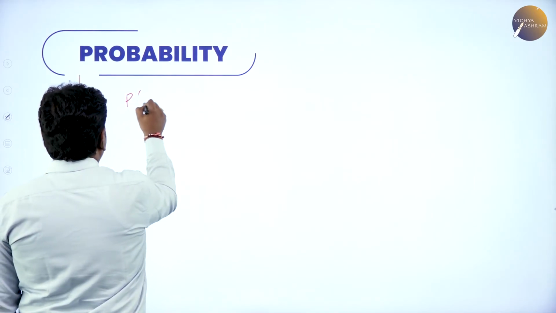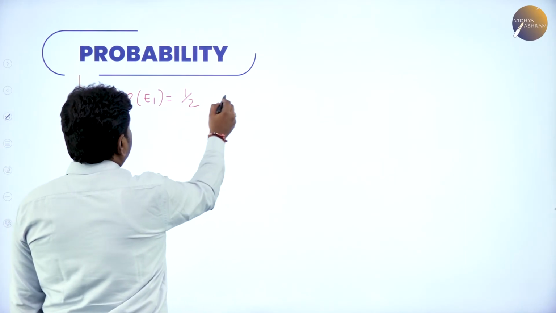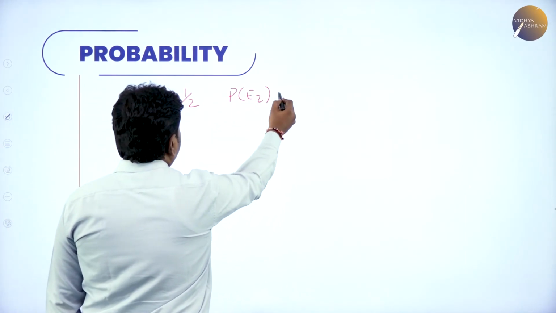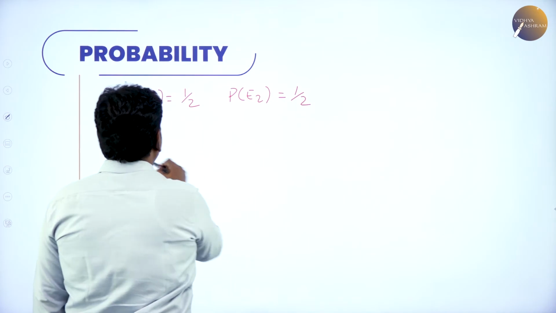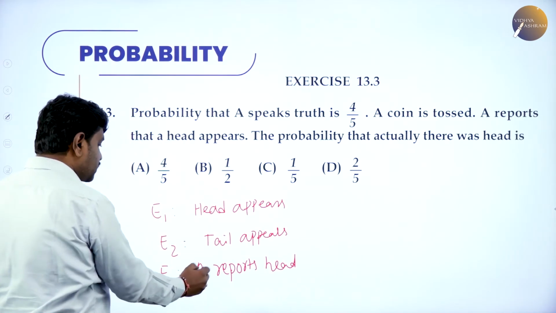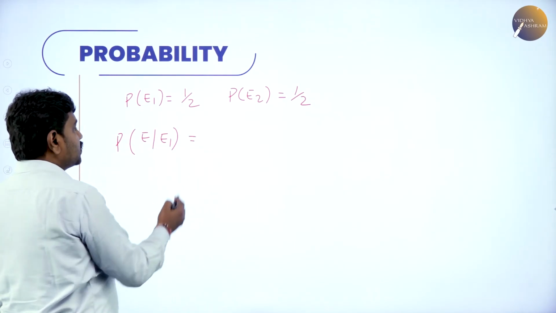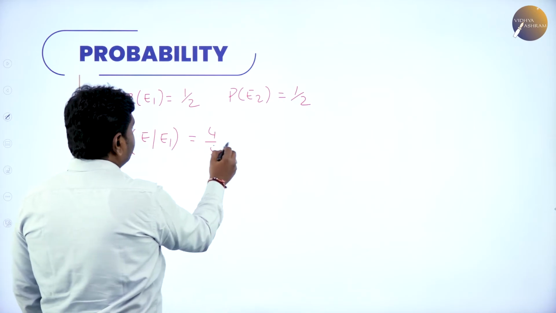So now what is P of E1? P of E1 means probability of head appears. So when you toss a coin, 1 by 2. P of E2, probability of tail appears, is also 1 by 2. What is meant by P of E by E1? It means probability A reports head and head occurs. E1 is what? Head occurs. So it is truth. Probability of truth we'll say 4 by 5.